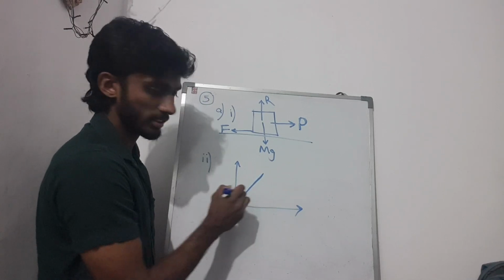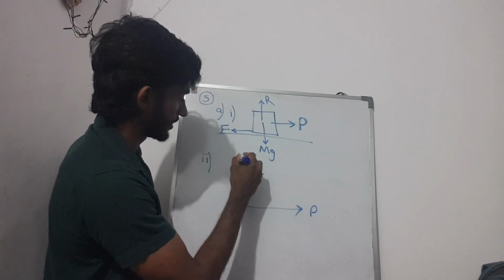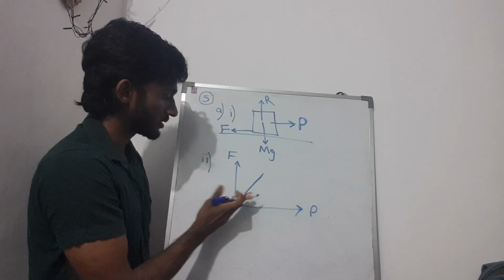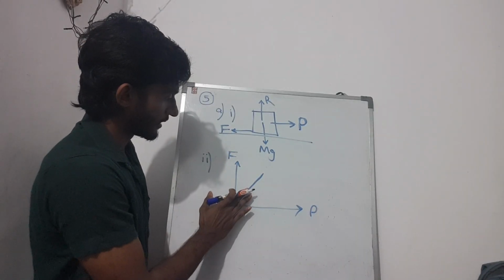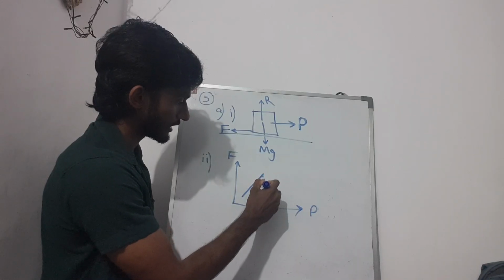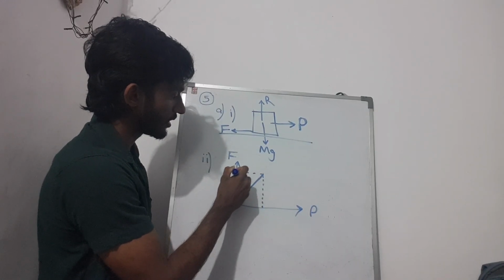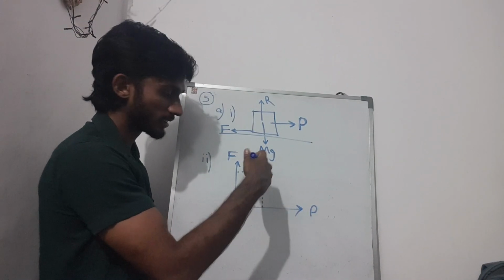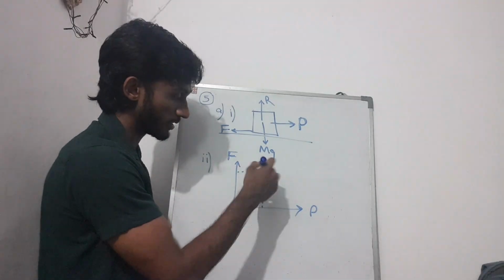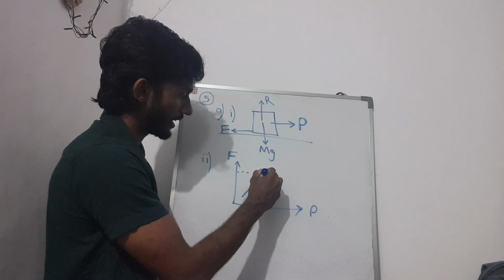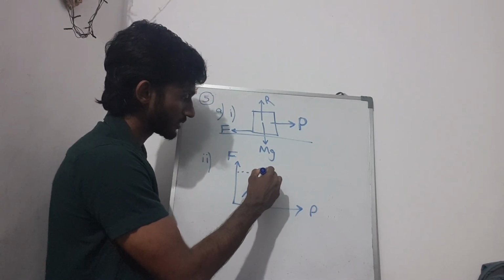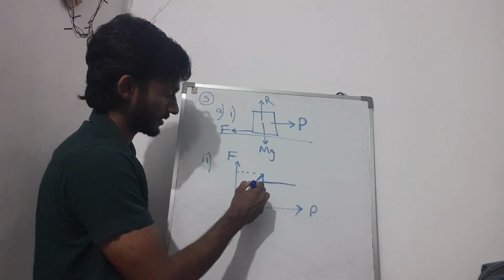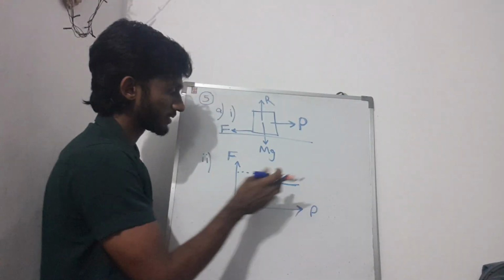This is the limiting friction. When P is increasing, the friction force is also increasing. Then going to that point is the maximum friction force. Then it goes from limiting friction to dynamic friction. When dynamic friction starts, it goes down and then it's constant. Dynamic friction is a constant.